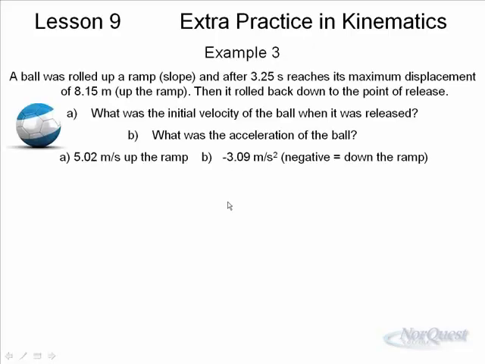So example number 3: a ball rolled up a ramp, after 3.25 seconds reaches its maximum displacement. It then rolled down back to the point of release. What's the initial velocity? What's the acceleration of the ball? Now a little picture actually helps quite a bit, and we'll get to the solution right now.